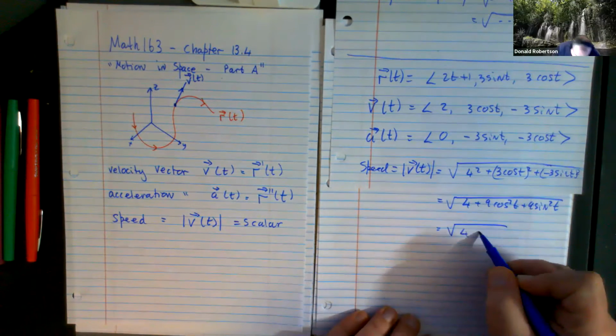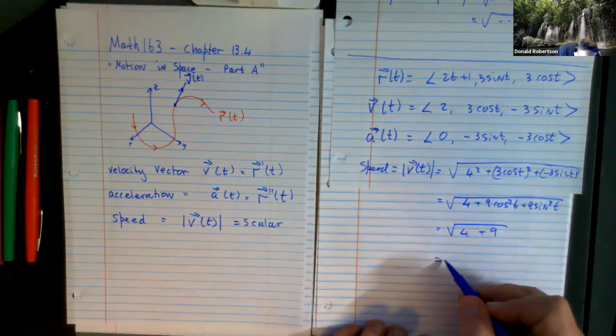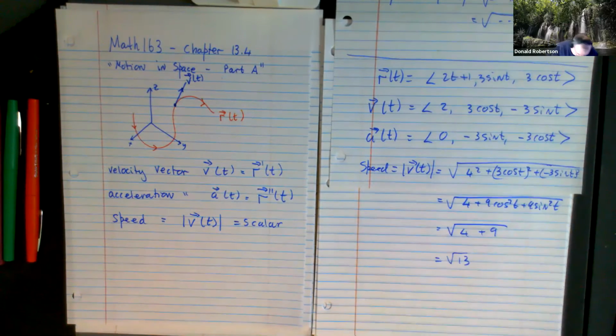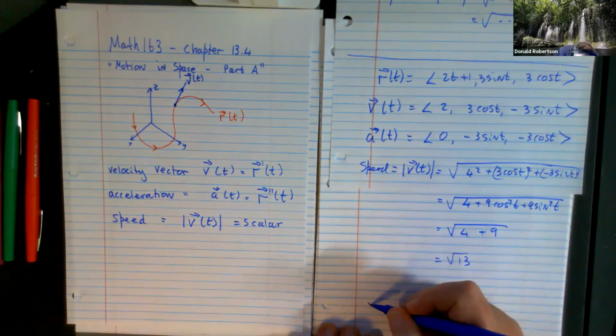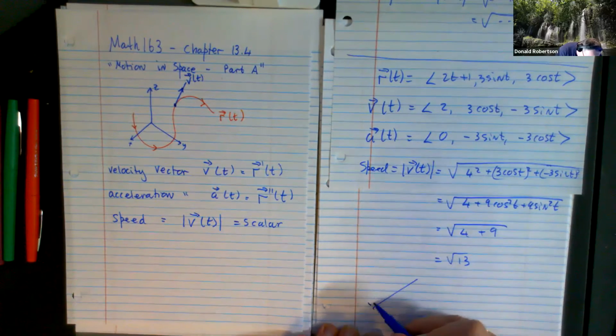Are we getting used to seeing 9 cos squareds plus 9 sine squareds, or 3 sine squared plus 3 cos squared? You know that sine squared plus cos squared thing that happens a lot in quite a few questions when sines and cosines are there. In this case, your speed is root 13. So what kind of helix do I actually have here? Oh, I have a helix that's going along the x-axis.